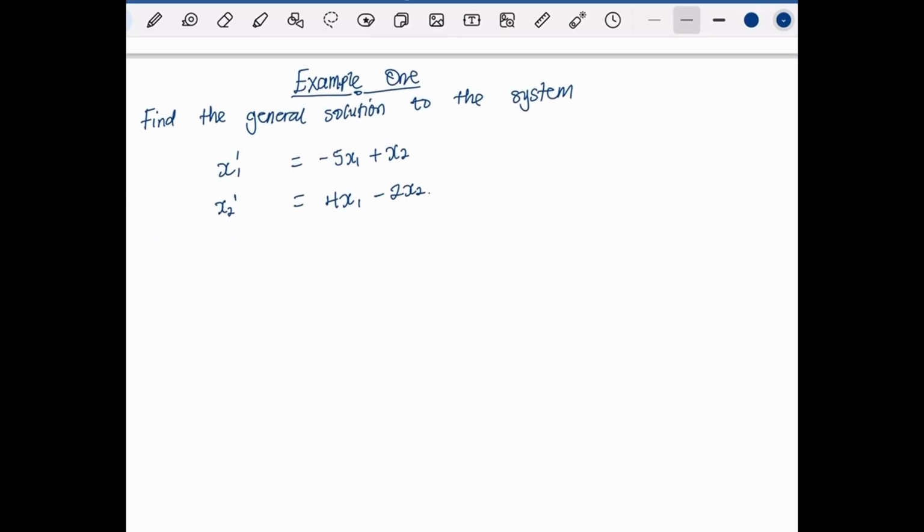Alright, so our first example is to find the general solution to the system given as x1 prime is equal to minus 5x1 plus x2 and x2 prime is equal to 4x1 minus 2x2. So now let's get ready to solve it.